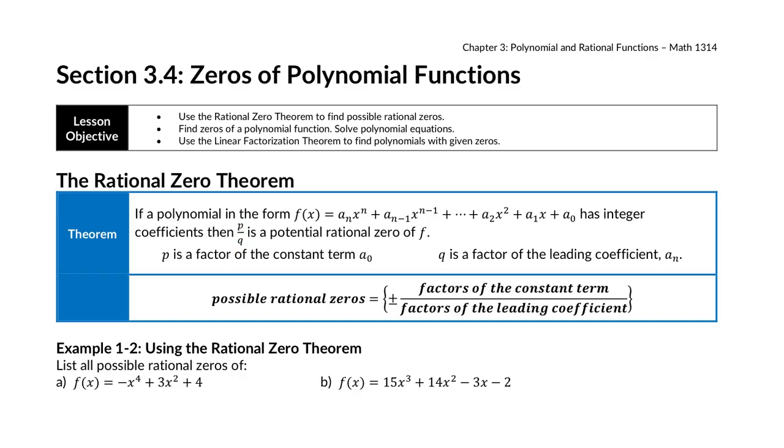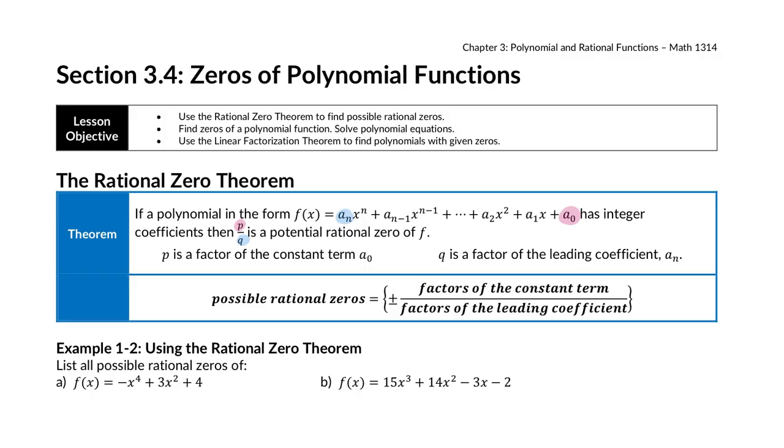Now what I mean by that is, if you take the very last term, the constant, that's going to give you the p-value, because any number that multiplies to make that last number, the constant, can go in the numerator. And then the a sub n, which is my leading coefficient, if we take all the factors of my leading coefficient and put them in the denominator, then we can write a list of all of the potential rational zeros of the function.